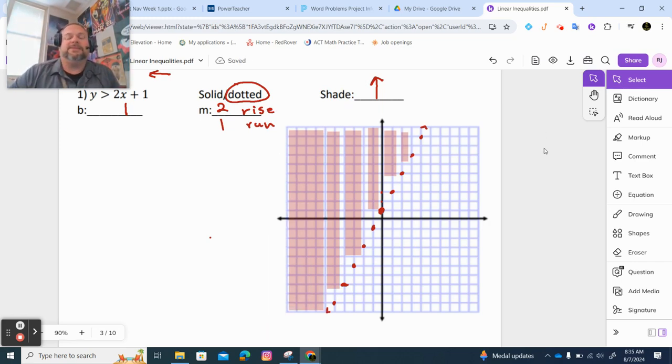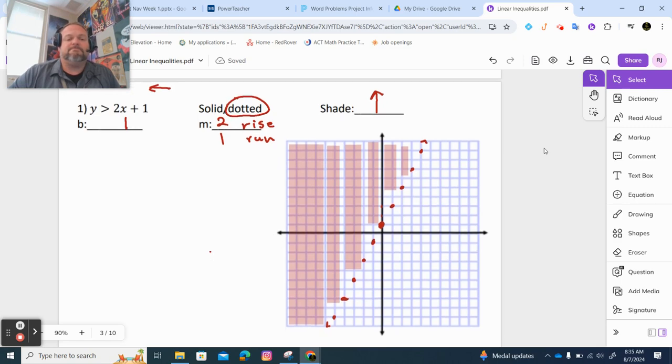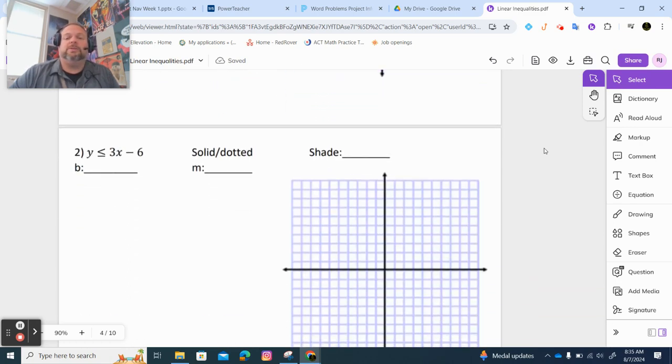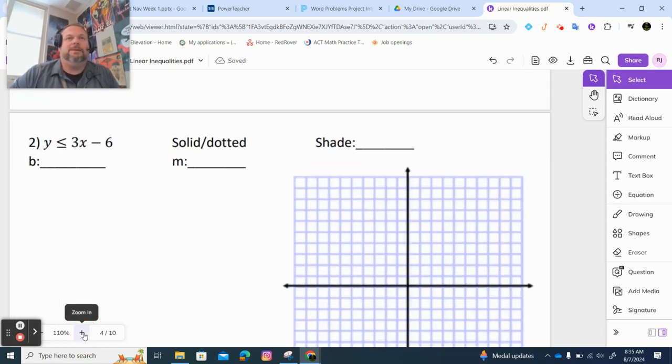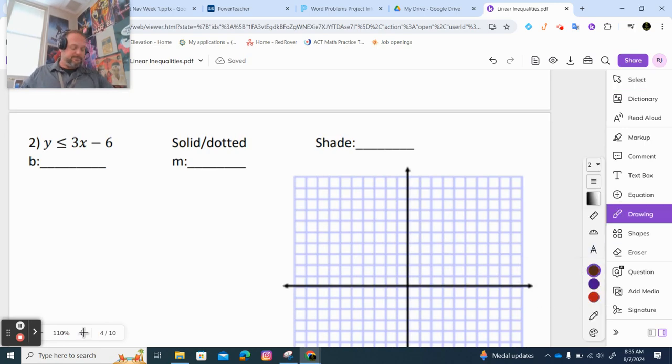All right. So that was one of them. Are we supposed to know how to do everything after one example? No. Okay. So let's look at number two. First of all, is this going to be solid or dotted? Solid, because it has a line underneath it. So I'm circling solid.